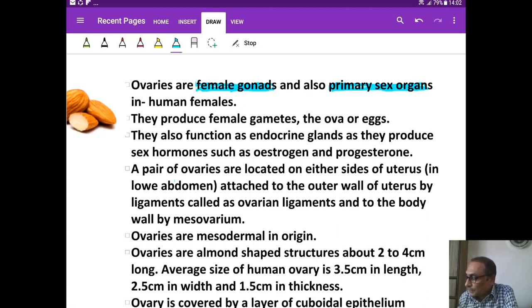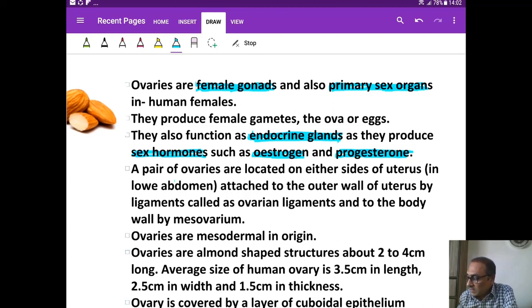and it also serves as an endocrine gland. It also serves as an endocrine gland because the ovary produces female sex hormones like estrogen and progesterone. So these are steroid hormones, sex hormones.